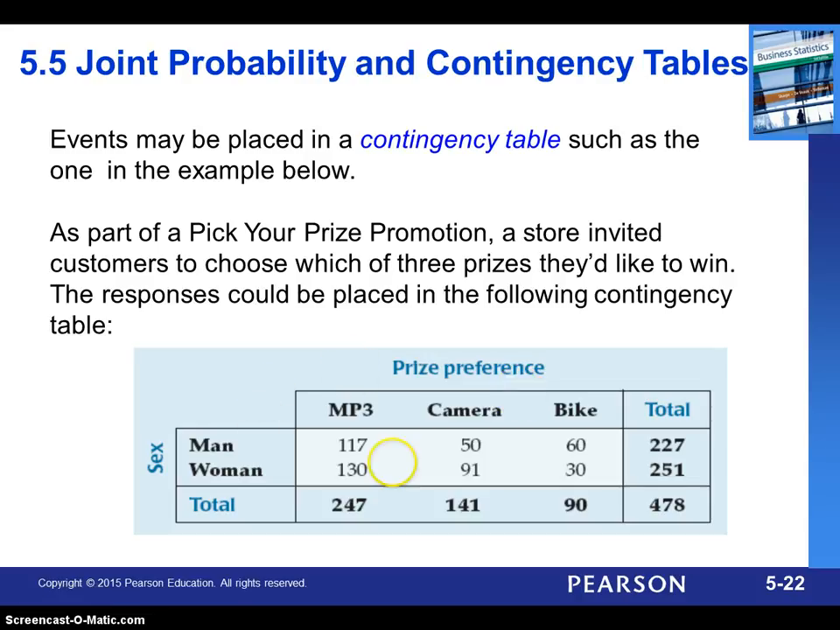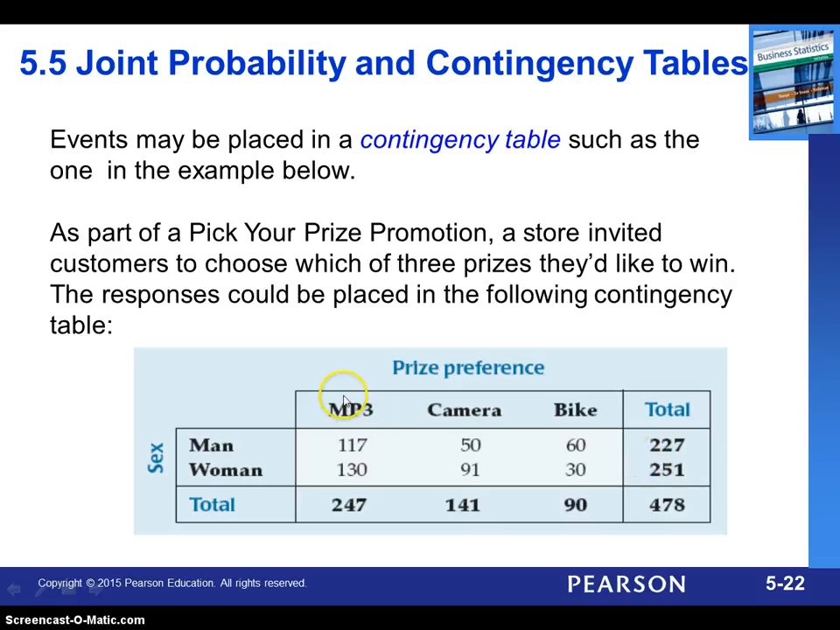They counted how many men said they wanted MP3s, and there were 117. How many men wanted cameras? There were 50. How many men wanted bikes? There were 60. And then over here it shows the total for the men, which is 227. So we're adding left to right to get to this total. Then they found women to be 130 MP3s, 91 cameras, and 30 bikes. And again, if you add those numbers left to right, you get 251 total women surveyed.